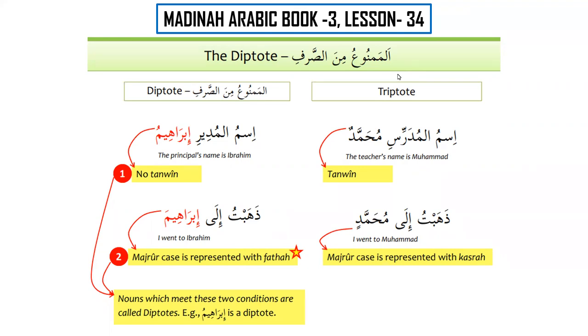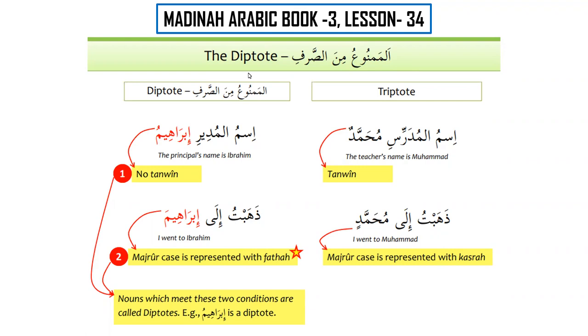And I believe that this lesson is basically a review of the whole course, starting from book number 1, book number 2, and now to the end of book number 3. So whatever we have learned about the nouns that are diptotes, it is going to be a review of everything that we have learned so far. Al-mamnu min as-sarfi, the diptote, and we named them as partially flexible.